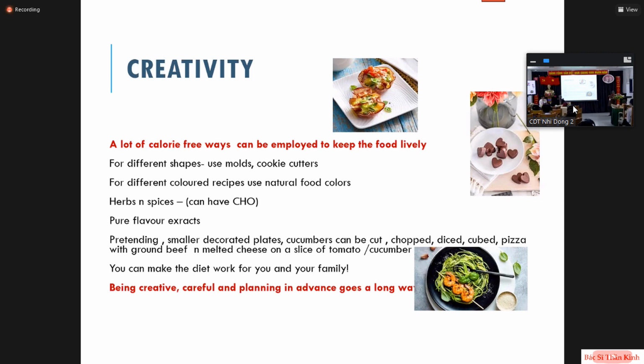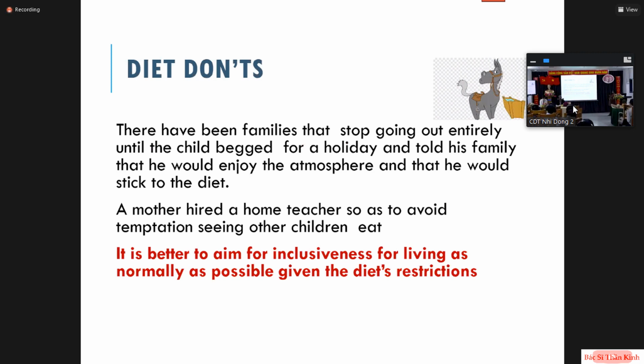Similarly, you could have some herbs and spices, but we have to be wary that they can contain a small amount of carbohydrates. Then we can use food colors to make the food more appealing and attractive, and even shapes. The same food, if served in a different shape, would appear different to the patient. So being creative, careful, and planning in advance goes a long way in improving compliance.